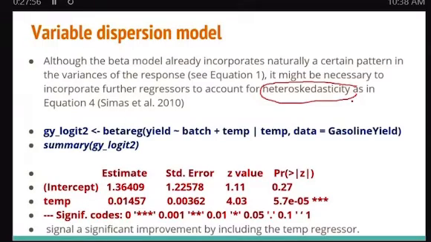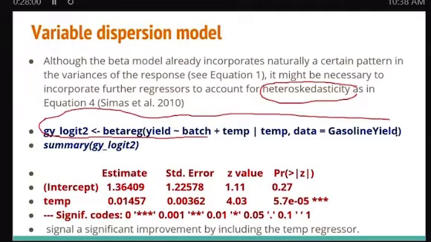Now, please pay attention. My model is going to change. What have I done? Please pay attention. I'm looking at the effect of batch and temperature. And I believe maybe what causes that violation could be temperature. How do I know that?